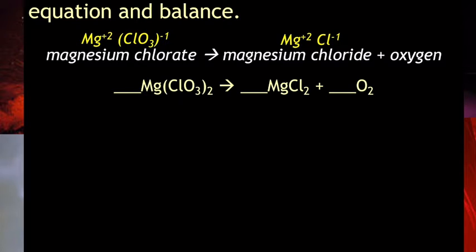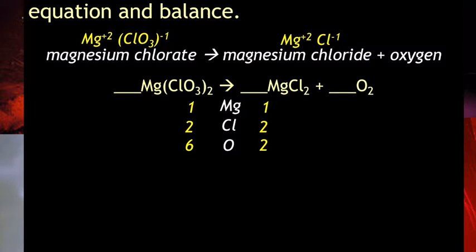Now pause the video again and try and balance this equation. Okay, so we are going to demonstrate using the tally method by writing out each component of our reaction beneath our reaction arrow. And let's count. On the left side, we have 1 magnesium, 2 chlorine atoms, and 6 oxygen atoms. On the right side, we have 1 magnesium, 2 chlorine, and 2 oxygen.